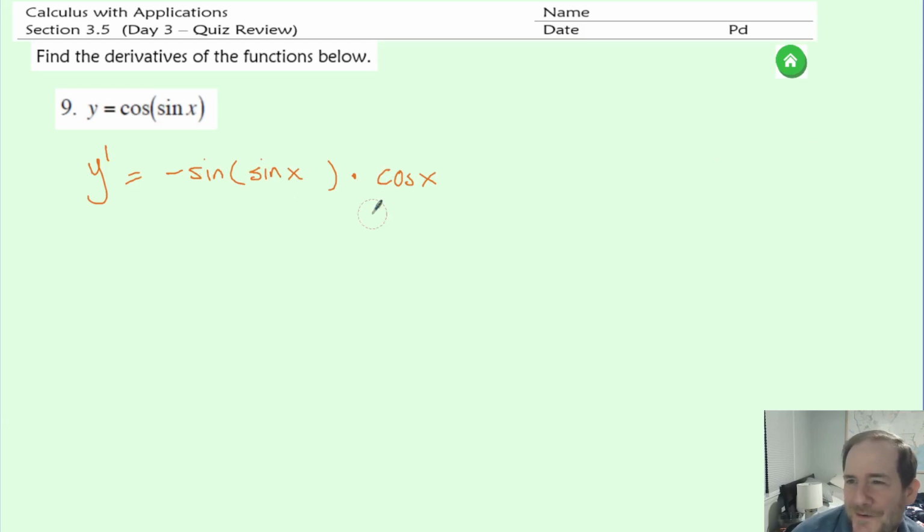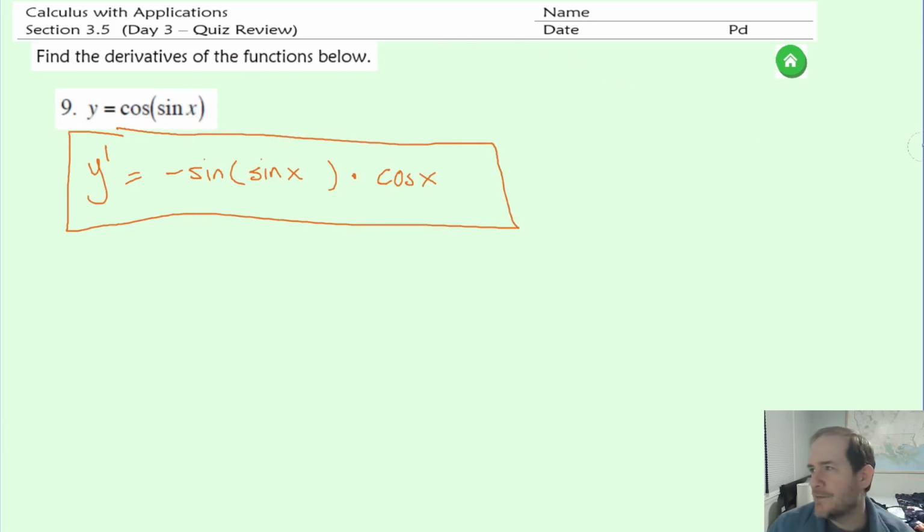I have no idea how we would even start to clean this up, because this is not sine of x times sine of x. You may be tempted to say that that's sine squared. It is absolutely not. This is the sine function with the sine function inside of it. So that's a weird situation. There's no way this cleans up at all. So just happily leave that one alone and move on.